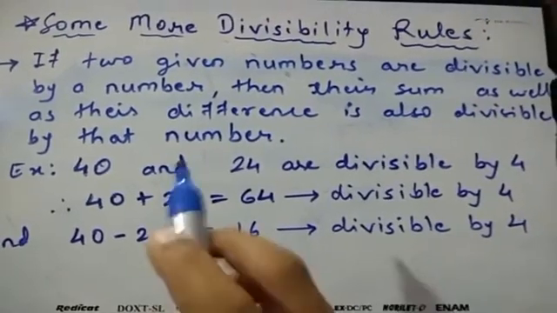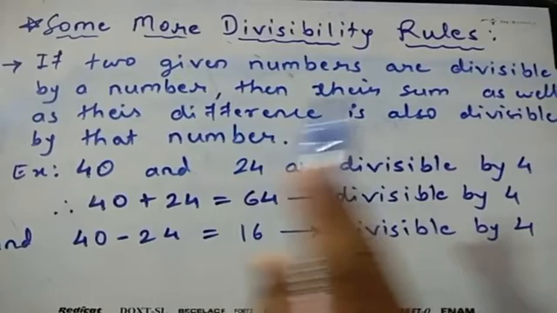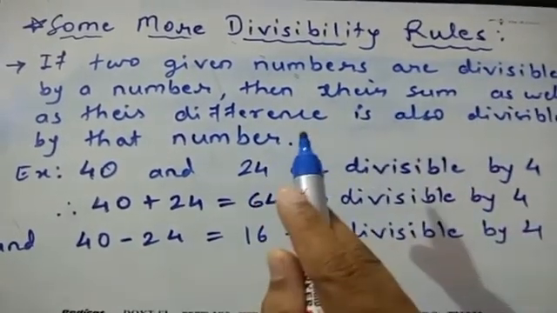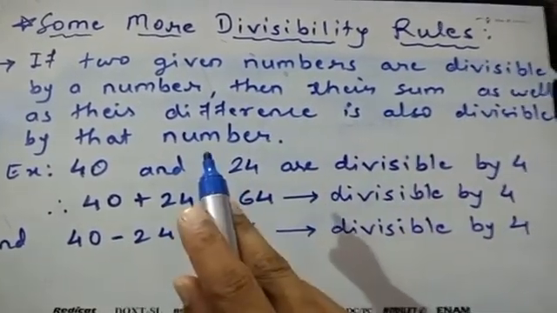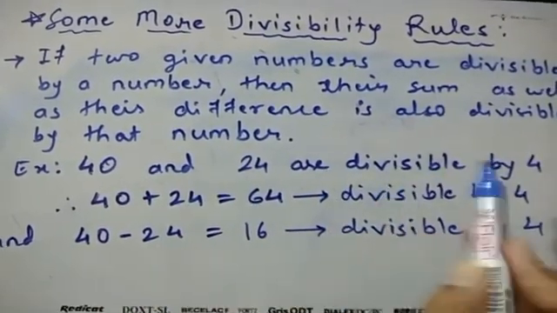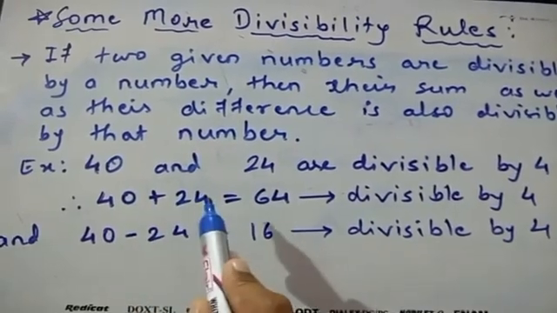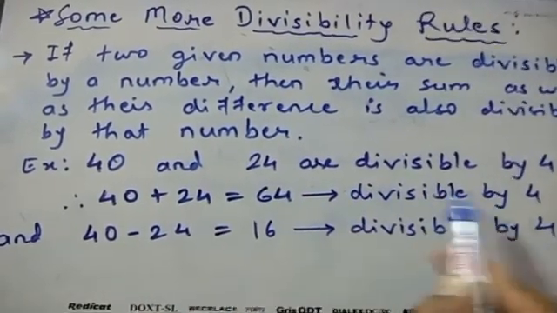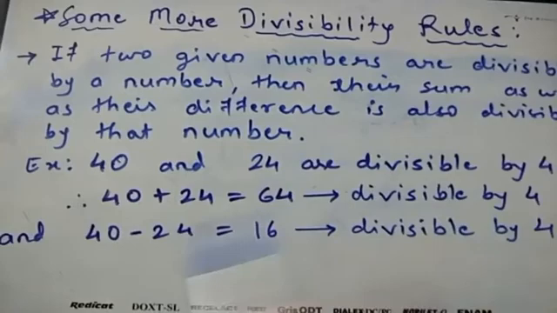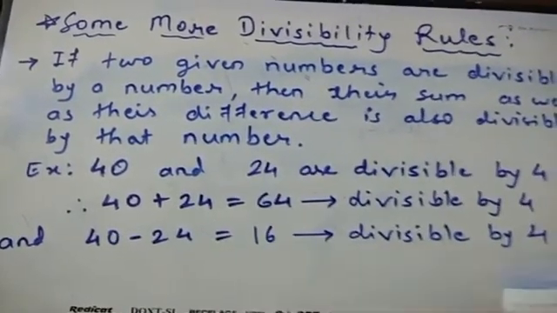Students, we can see here one more rule. If two given numbers are divisible by a number, then their sum as well as their difference is also divisible by that number. For example, see here, 40 and 24 are divisible by 4. Then 40 plus 24, that is 64, is also divisible by 4. As well as 40 minus 24, their difference is 16, and 16 is also divisible by 4.